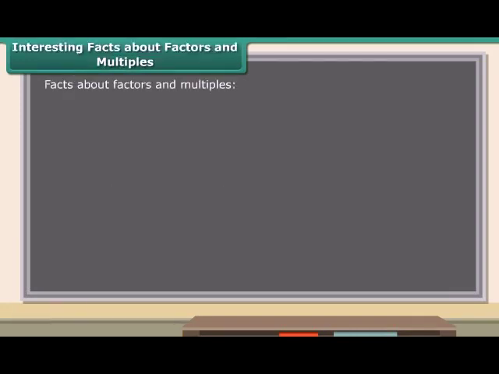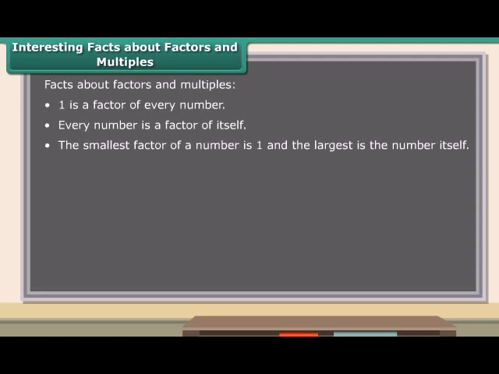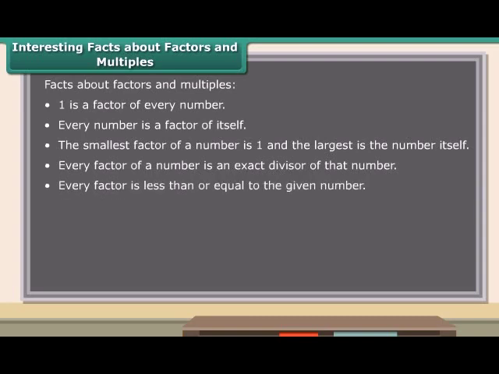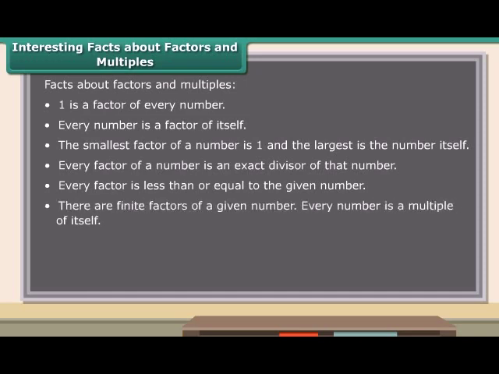Here are some interesting facts about factors and multiples. 1 is a factor of every number. Every number is a factor of itself. The smallest factor of a number is 1, and the largest is the number itself. Every factor of a number is an exact divisor of that number. Every factor is less than or equal to the given number. There are finite factors of a given number.